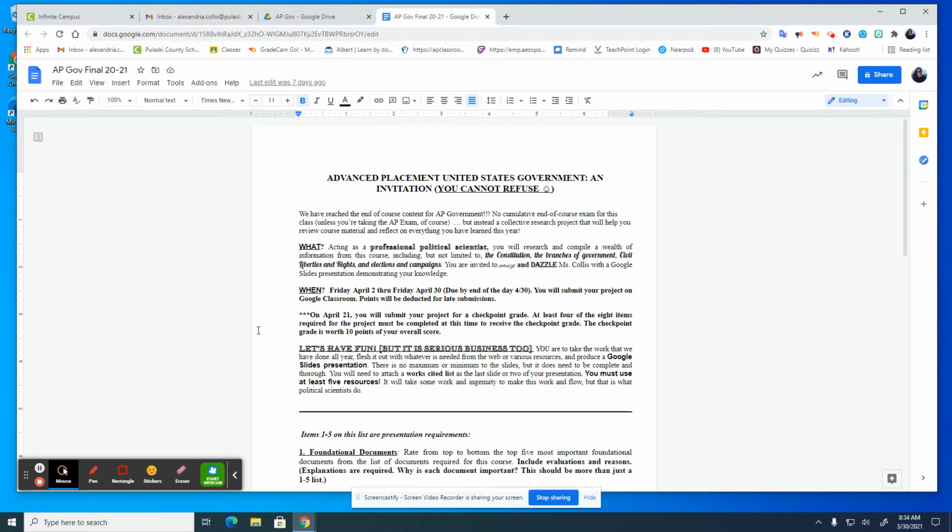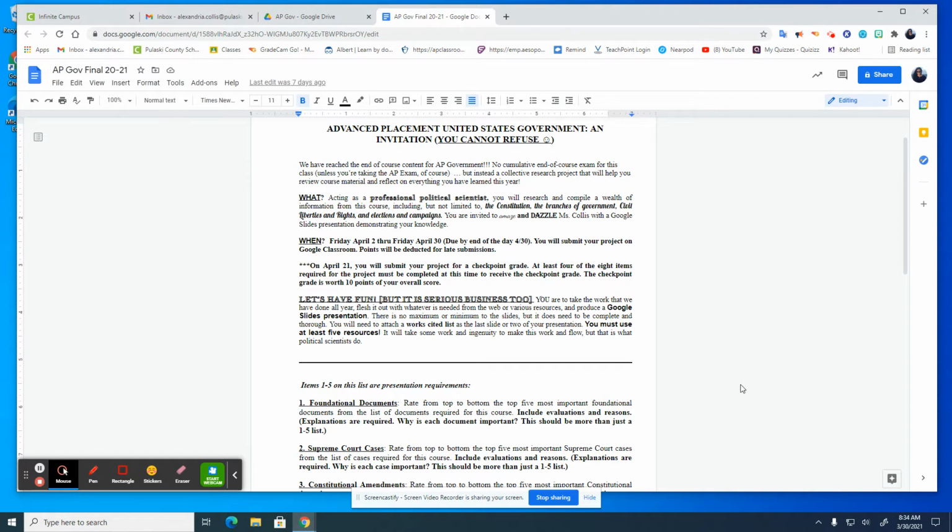It says underneath there, on April 21st, you will submit your project for a checkpoint grade. So it's a little over halfway that you will submit what you have been working on for a checkpoint grade. So at least 4 of the 8 items that are required for the project, and I'll go over those in just a minute, must be completed at this time to receive the checkpoint grade. So it's essentially either you have that part done or you don't. There's not any in between. So either you've done what you're supposed to do or you have not.